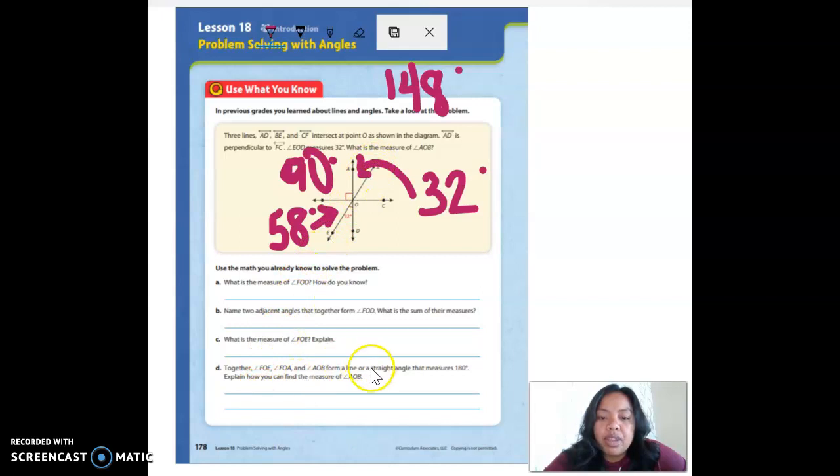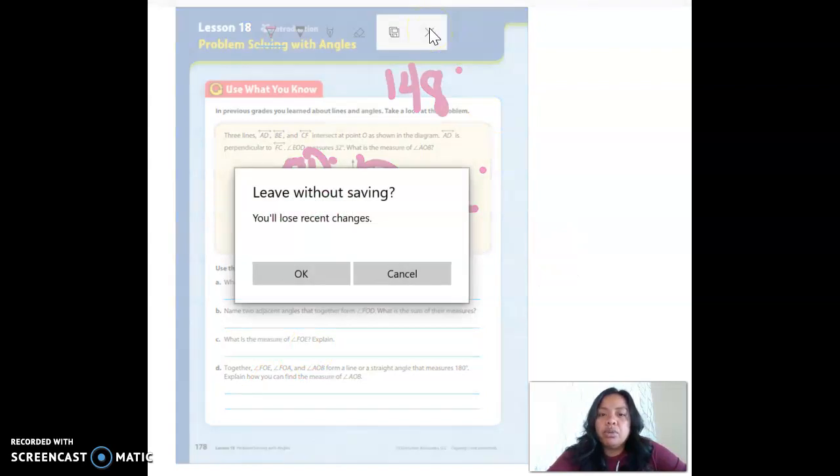So it says, together they form a straight line. Explain how you can find the measure of angle AOB. We added the angles 58 and 90 together. We got 148. We subtracted 148 from 180, because 180 is the measure of a straight angle, and we got 32. And that's your answer for letter D. I'm going to close this off so we can move on.